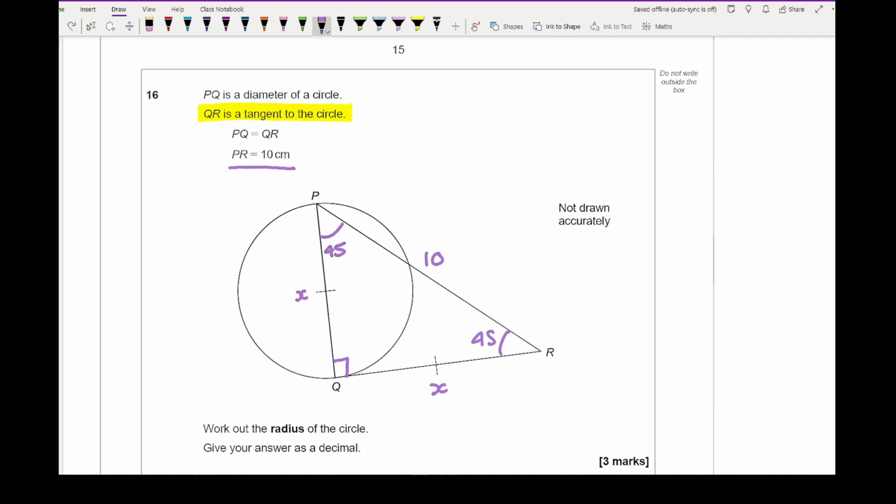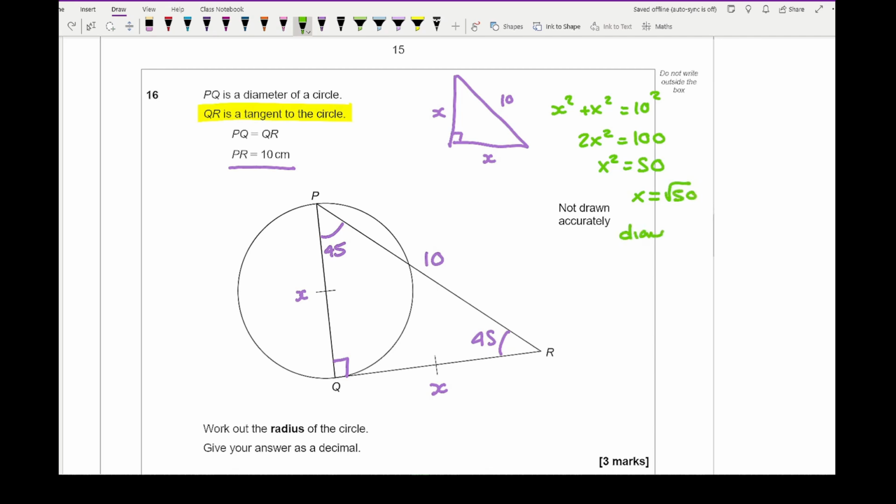So from this, hopefully what you can spot is we've got a right angle triangle. We've got sides of the triangle, which is 10. So what I'm going to do is use Pythagoras to work out what x is. So I've got x squared plus x squared equals 10 squared. So that's 2x squared equals 100. So that means that x squared is going to equal 50 and x is going to equal the square root of 50. So what that means is that the diameter of the circle is equal to root 50. So therefore the radius is going to equal root 50 divided by 2.